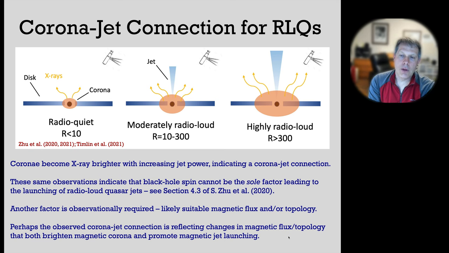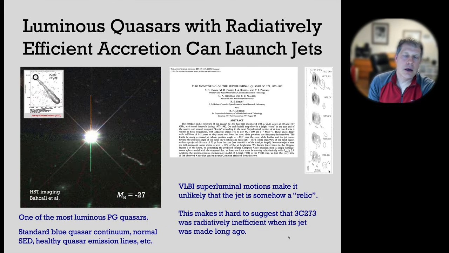Okay, there are other points I want to make as well, briefly. Another point is that it seems quite compelling to me that luminous quasars with radiatively efficient accretion can launch jets. Now, I'm emphasizing this because some of my theoretical colleagues sometimes come up to me and have apparently decided, based upon their computations and so on, that only the radiatively inefficient systems can make jets well. In fact, there's a prominent review article. I won't name it here, but you could email me if you want to know. There's a prominent review article that says as much.